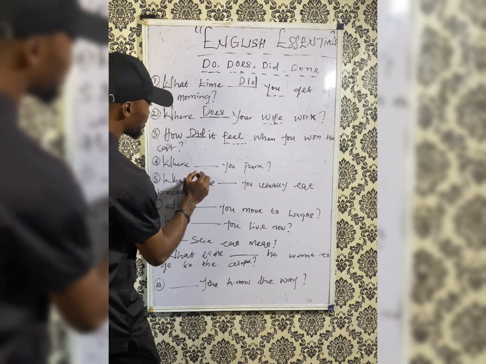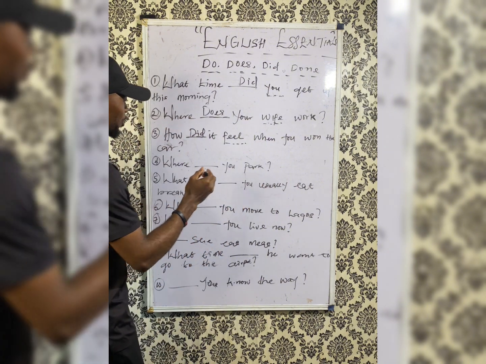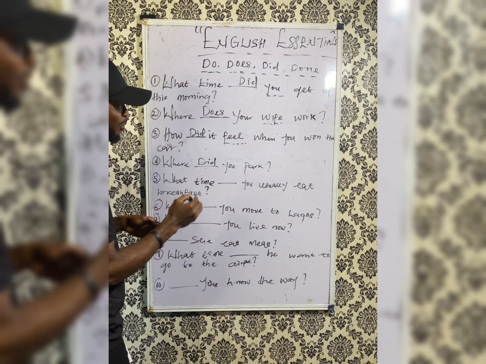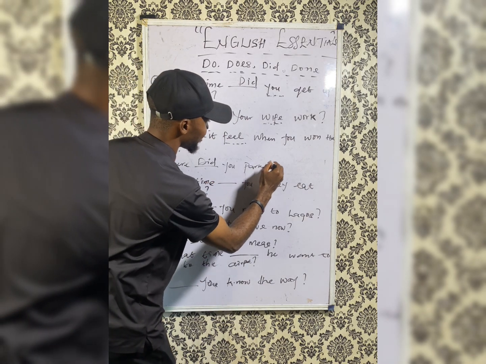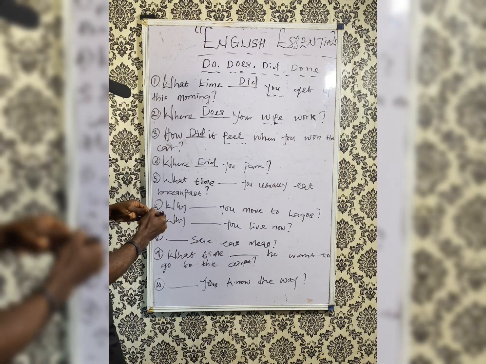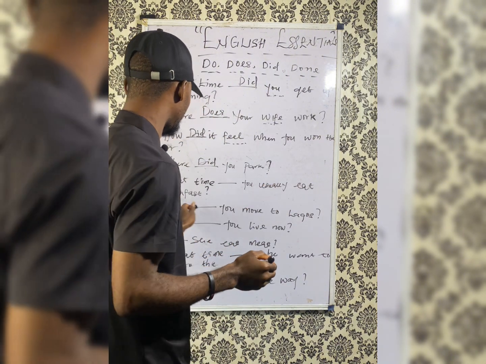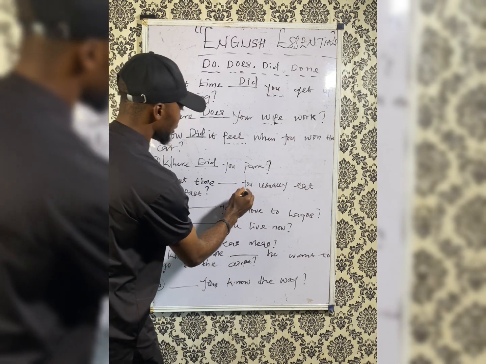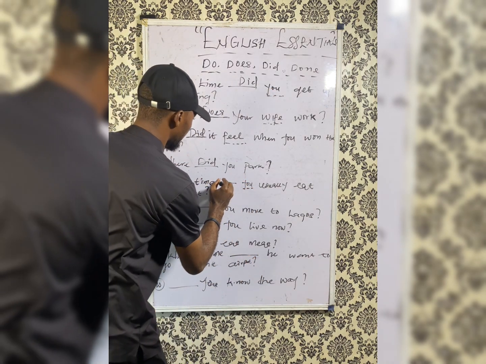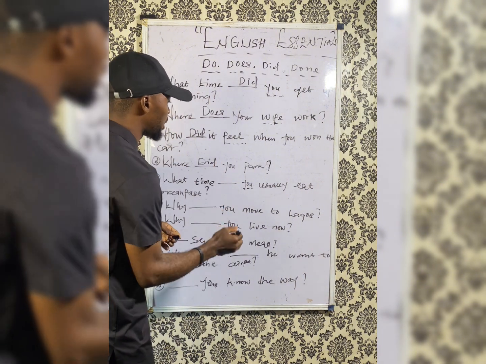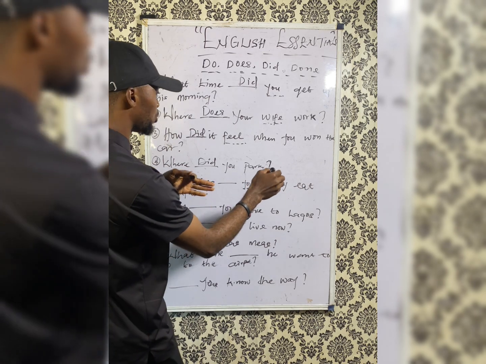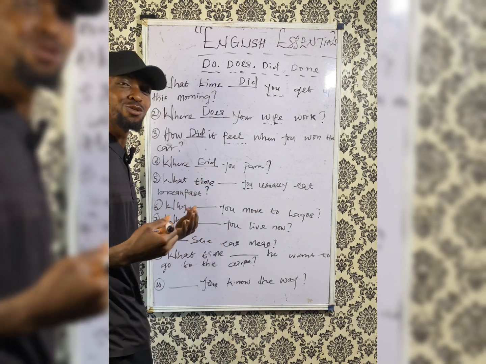So number four says, where does you park? Where did you park? No, this is wrong. Where did you park? So number five says, what time does you usually eat breakfast? The same thing applies to this one. You is talking about plural, not singular. Though it is one person, in English we treat you as plural. So what time do you usually eat? This is do.